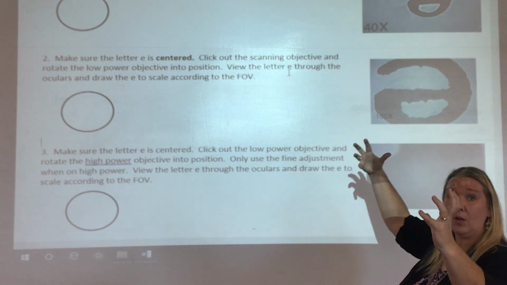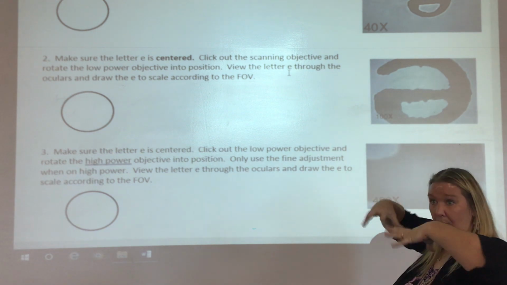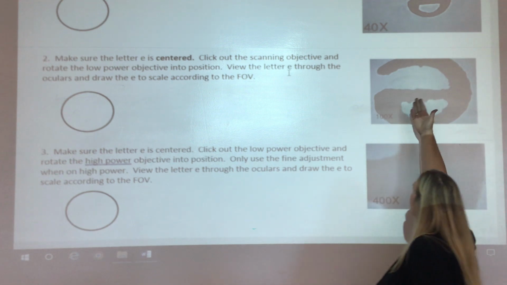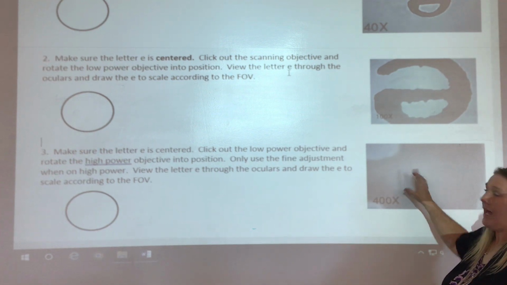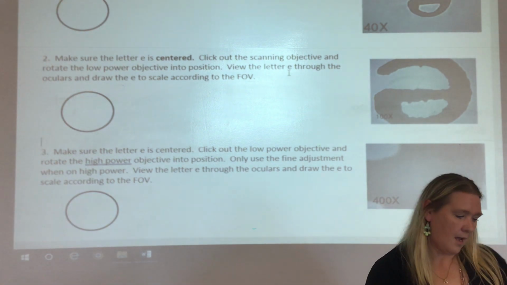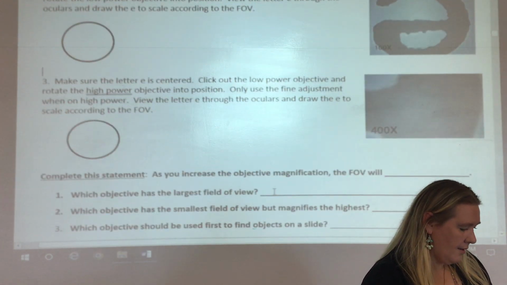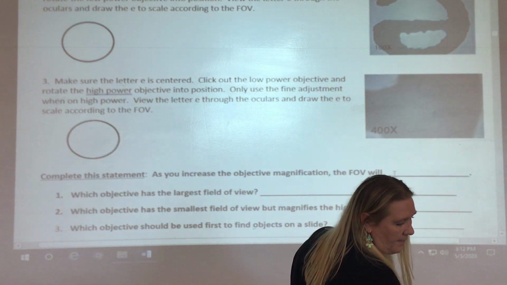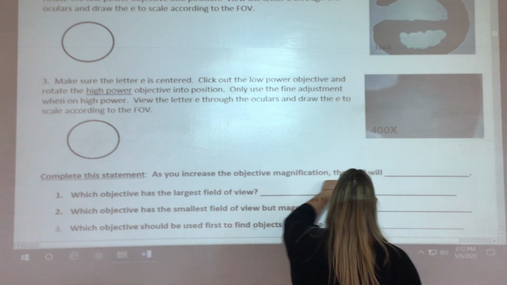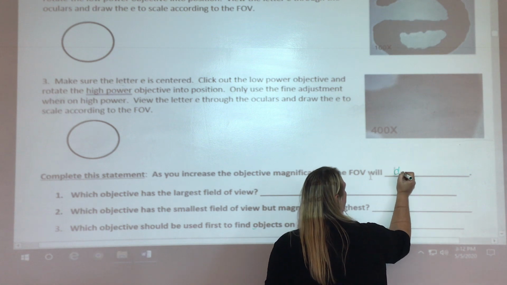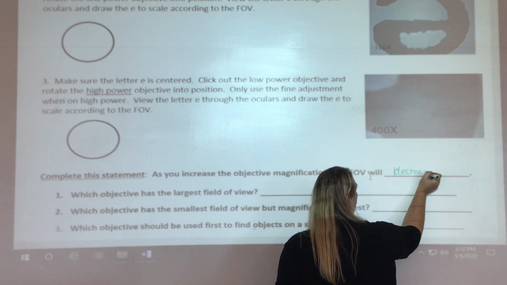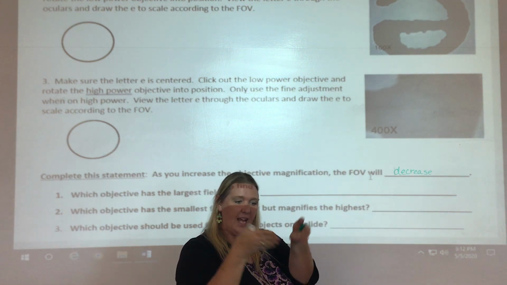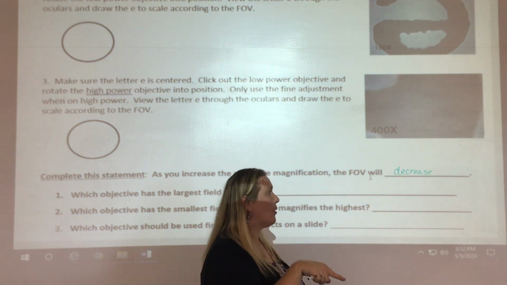So I can see the whole E and space, big field of view. I can see the whole thing. But as I increase the magnification, I can only see part of it. So as I increase the magnification, the field of view will decrease. It gets smaller, it gets more narrow. I'm fine tuning, a little more pinpoint.